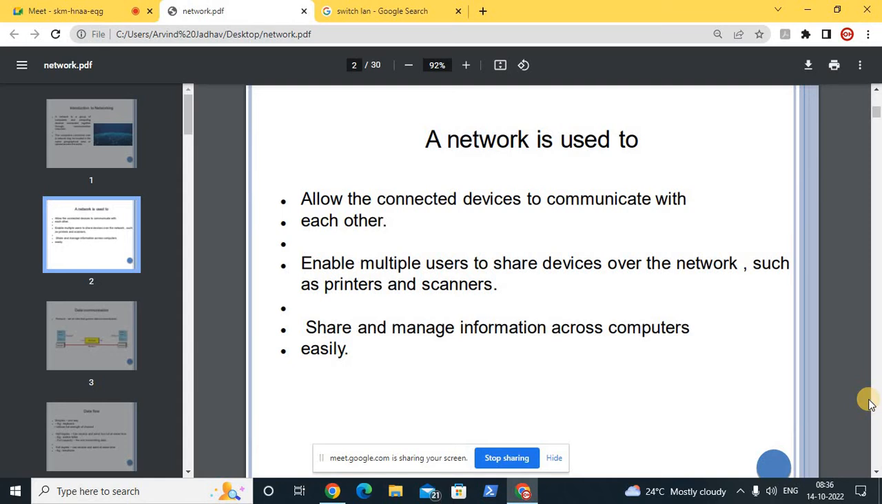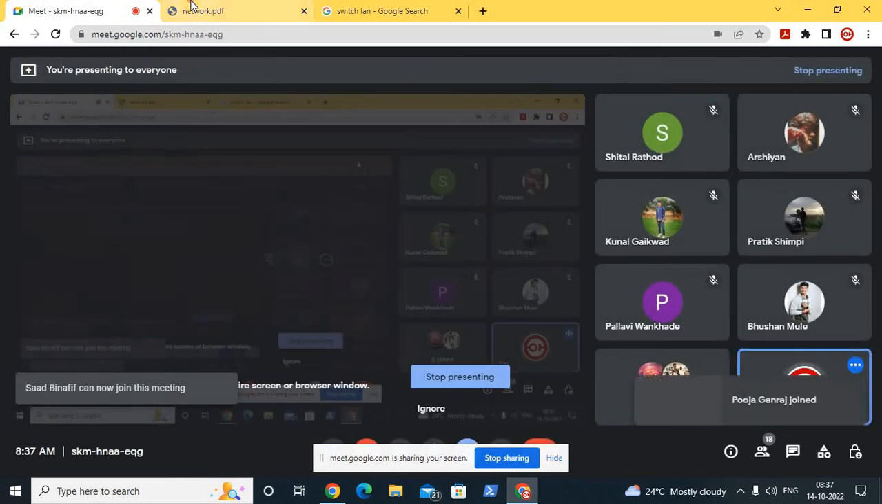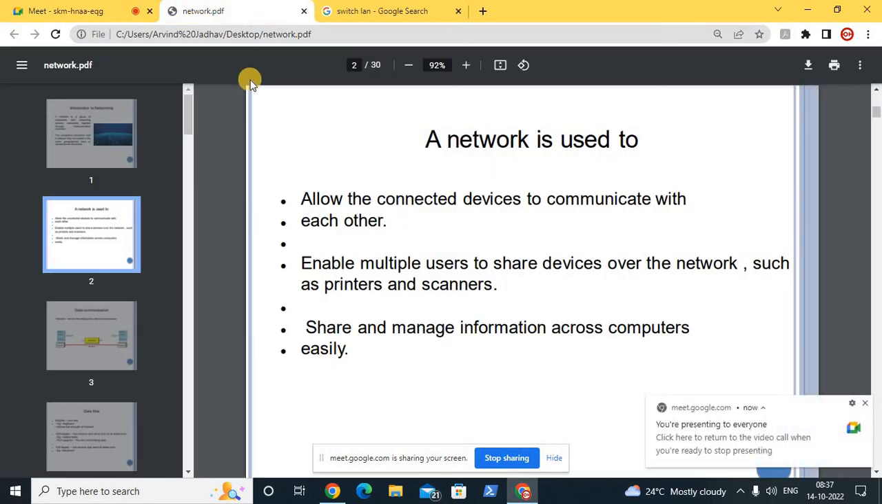So in that case, whatever you installed on the first PC and second PC, we can make shareable. For example, I installed the printer on the first PC. Again, I can use the printer by using the second PC. Why? Because it is installed on the first PC, but we can share that with the second PC. That means it enables users to share the devices.